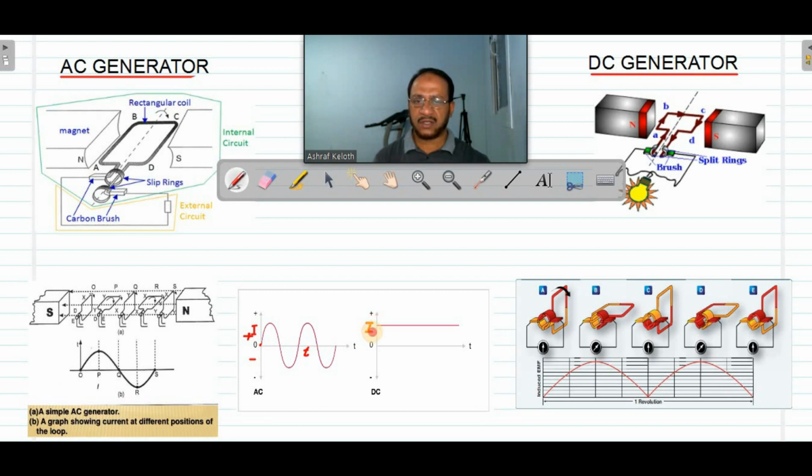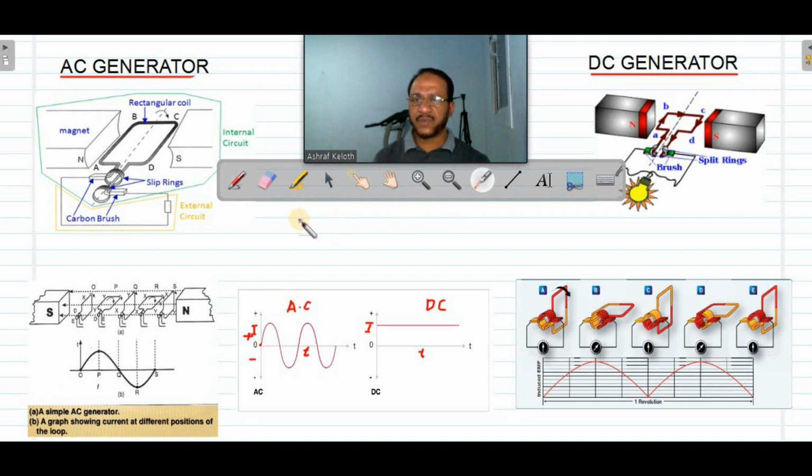If you take current on the y-axis and time on the x-axis, you can see from a cell, always a steady current will be flowing, always in one direction, always positive, and it is not increasing and decreasing. A constant current is flowing. Such a current is called DC. So this is DC from a cell or a battery, and this is AC from a generator.